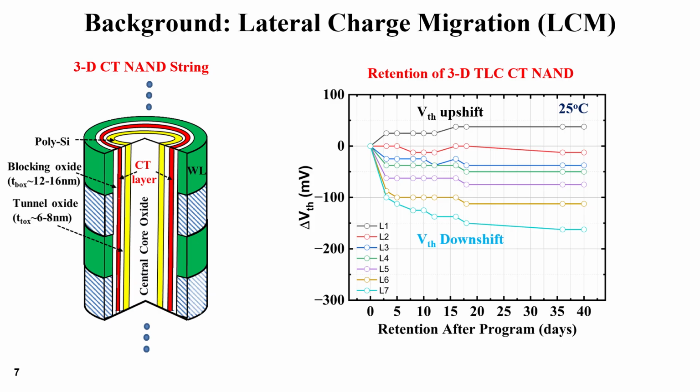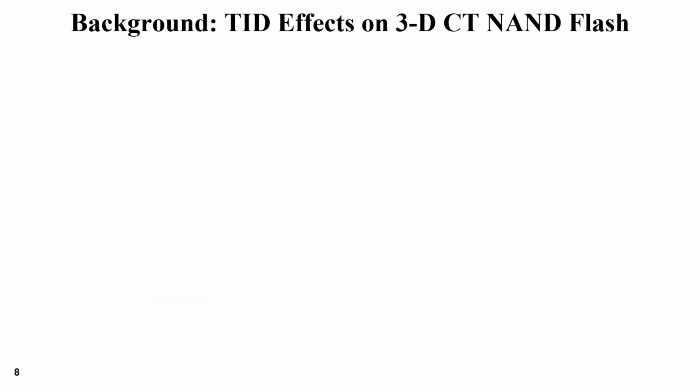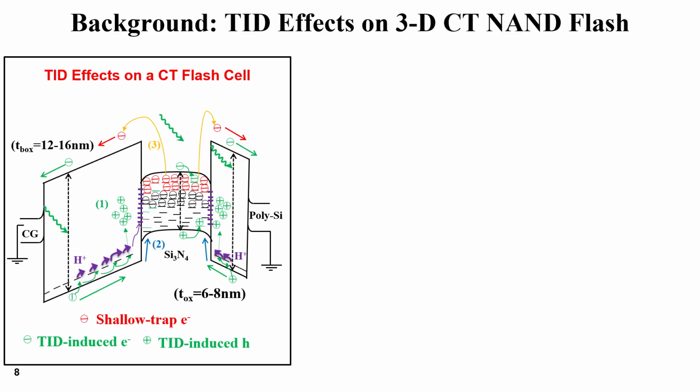Now the key question becomes, how does total ionizing dose interact with this already complex charge redistribution process? Here I'm showing a simplified planar diagram of a 3D charge trap NAND flash memory cell in its programmed state. The red electrons in the silicon nitride layer are the shallow trapped electrons, and the black electrons are the deep trapped electrons, and the cell is under radiation.